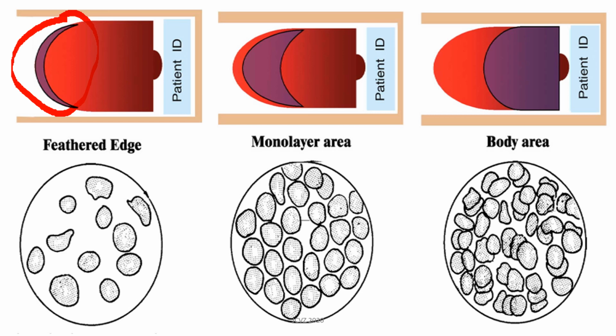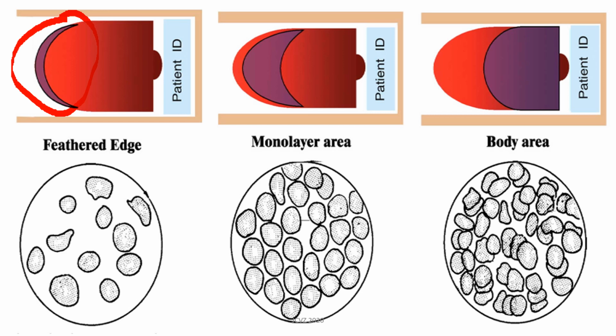If you take a look at your body area, the body area is the space between the head and your monolayer area. So for the body area, look at the cells under the microscope. Although there is less space as compared to the feathered edge, the cells here are actually overlapping with each other.